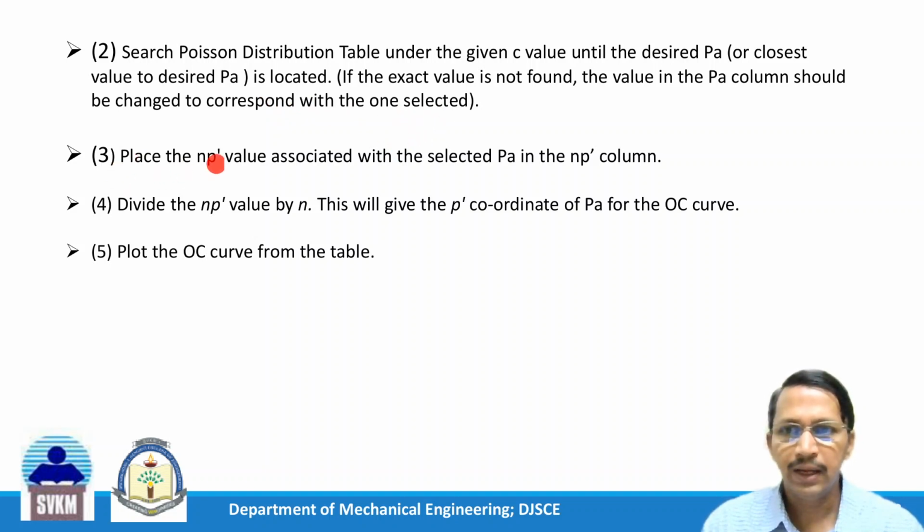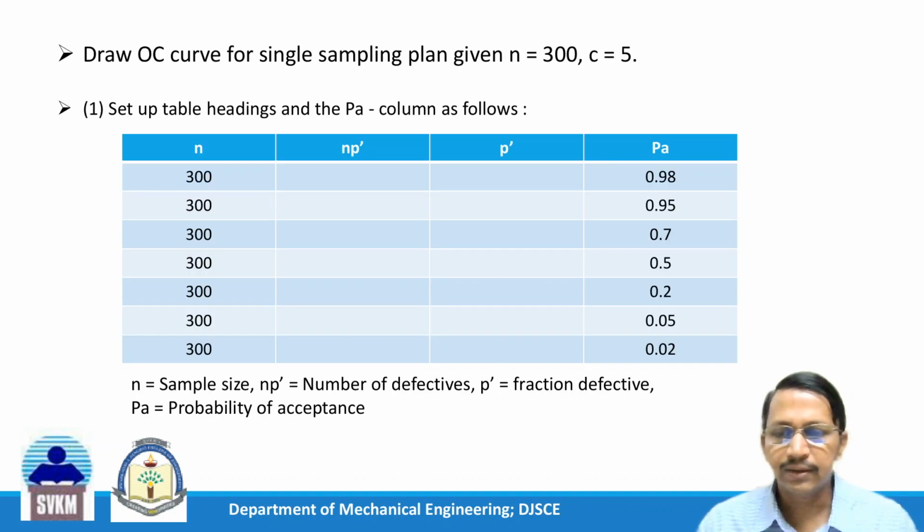Third step, place the NP dash value associated with the selected PA in the NP dash column. Fourth step, divide the NP dash value by n. This will give the P dash coordinate of PA for the OC curve. And fifth step, plot the OC curve from the table. Now let us understand these steps by taking one example.